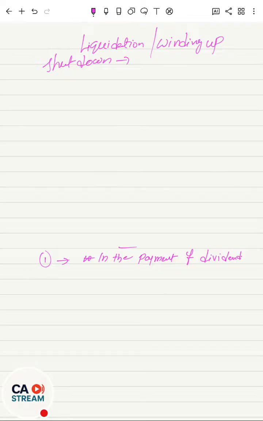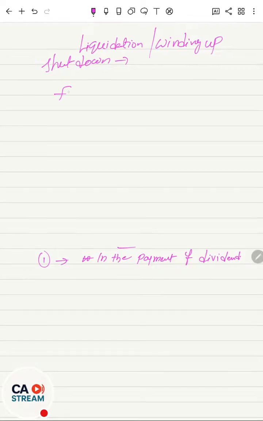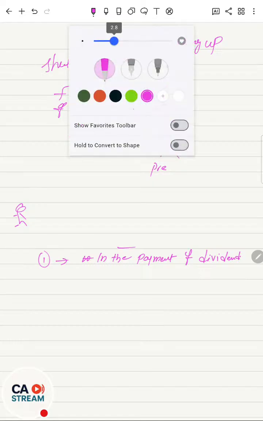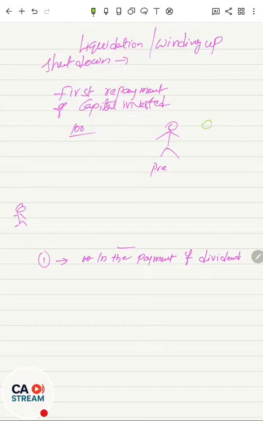Now what will it do? If a surplus is there after all financial settlements, the first repayment goes to whom? Repayment of capital invested. Sir, how much did the preferential shareholder invest in the company, as we discussed? He invested 100 rupees. Here also the priority goes to the preference shareholder first. Next, the equity shareholder, sir.